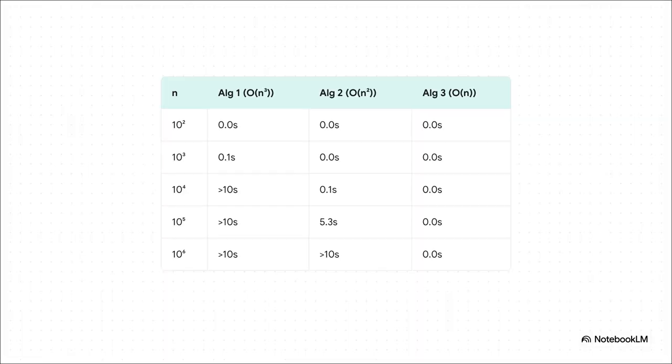Okay, now this slide is where it all comes together. This is where theory hits reality hard. Look, for a tiny input of 100, they all look instant, no big deal. But just watch what happens. At just 10,000 elements, our O of n cubed algorithm is already taking over 10 seconds. That's an automatic time limit exceeded fail. At 100,000, even our smarter O of n squared algorithm is taking over 5 seconds. The slow algorithms don't just get a little bit slower, they hit a wall.